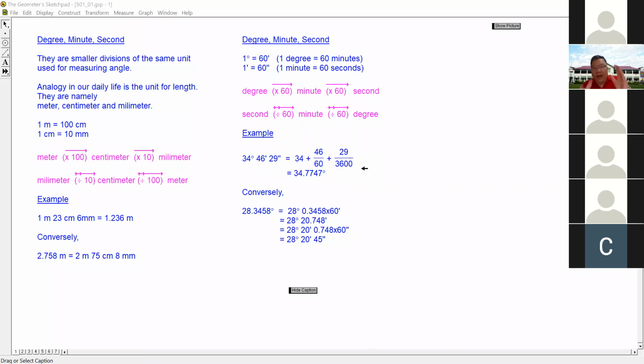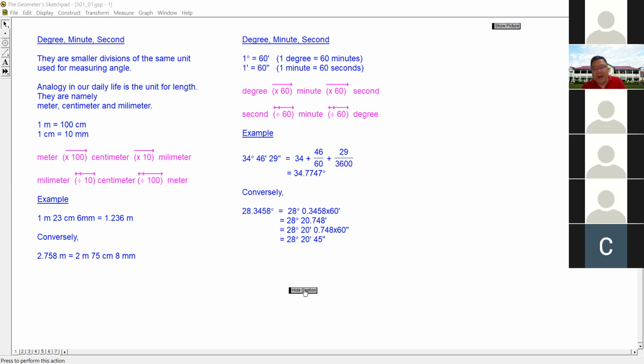So what I'm doing here is from degree, I change to degree, minute, and second. From degree, minute, and second, I change back to degree, right? Now, why am I showing you all this? Well, I want to show you all this so that you know how to convert using your calculations, right?